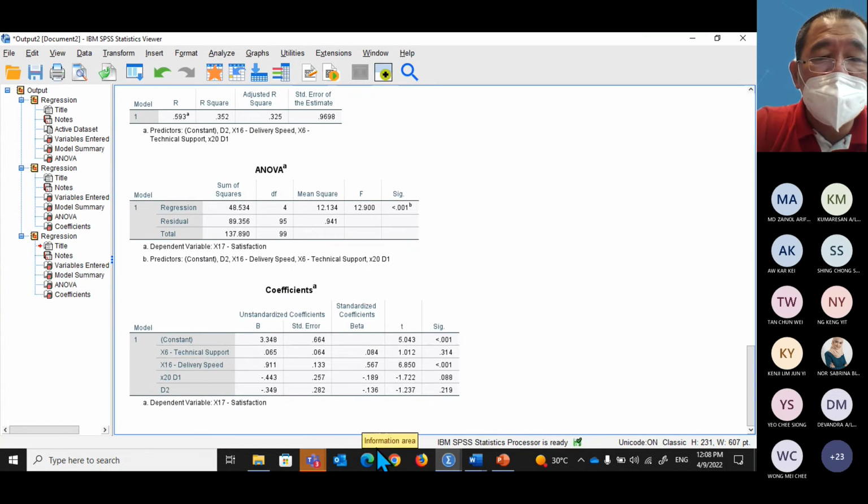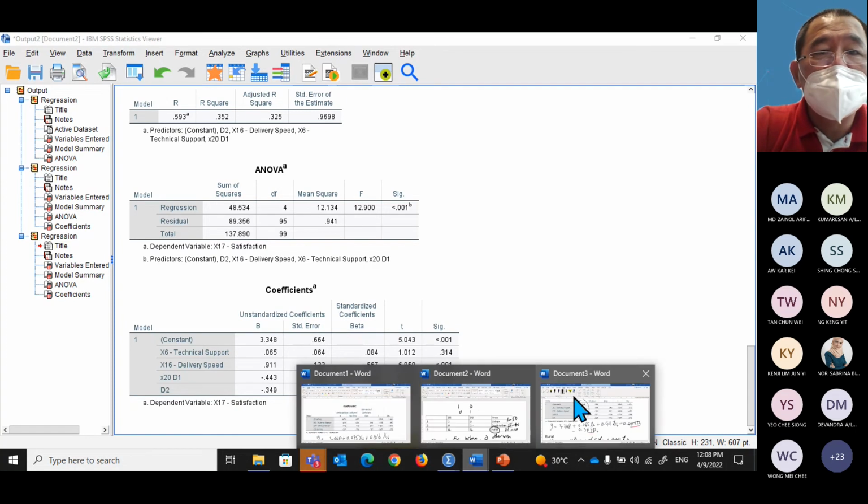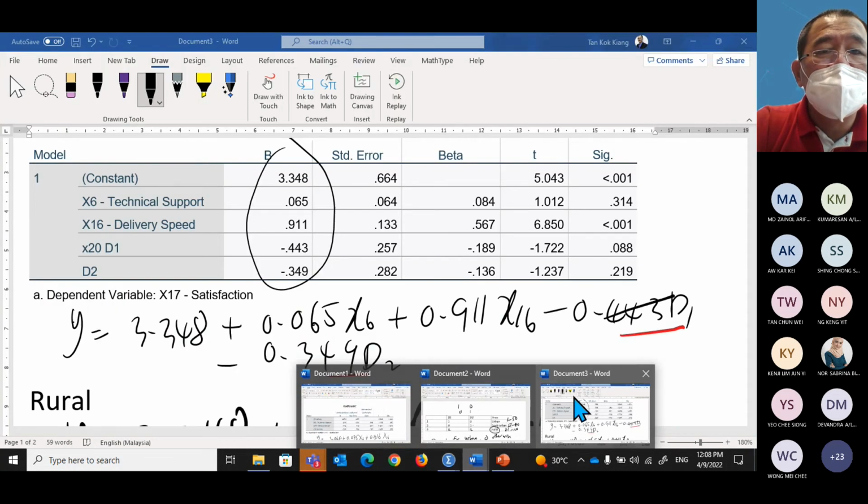Same thing, is it 443, 349? Same, no change. Same. Yeah, same thing, no change. Okay. But sometimes cannot get the output. Maybe it's a new version, maybe, I'm not sure.